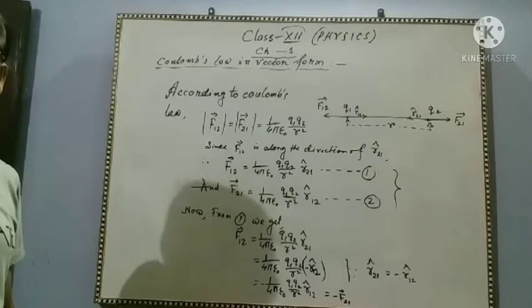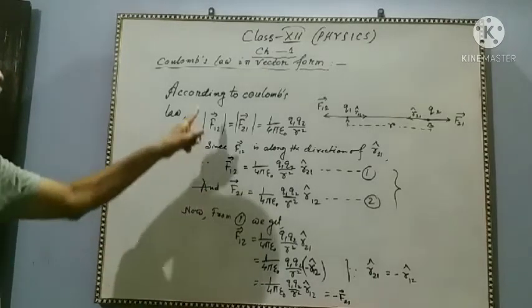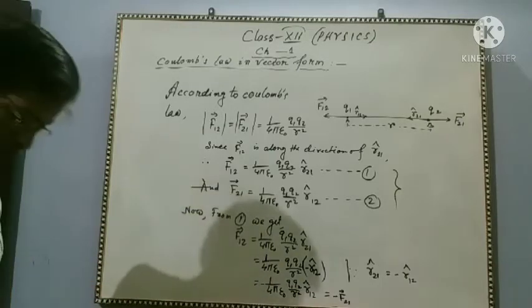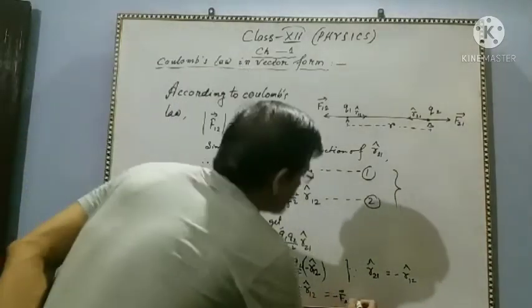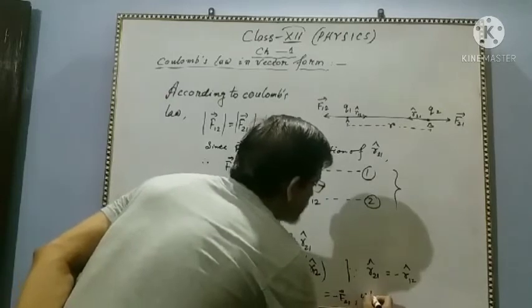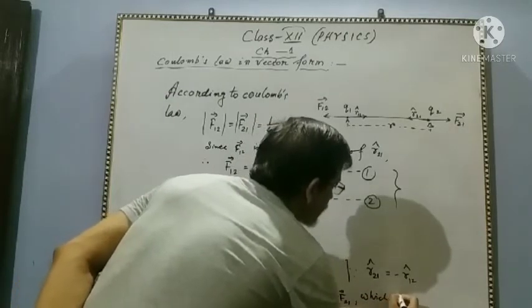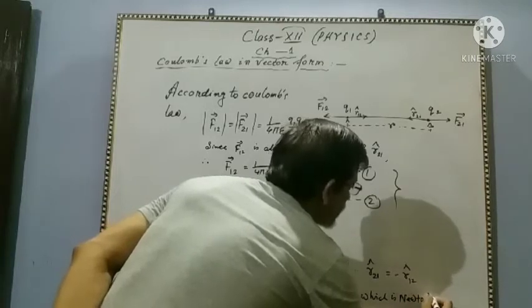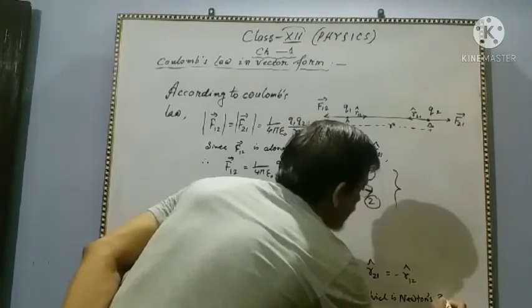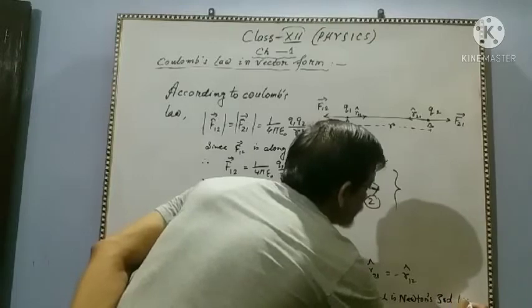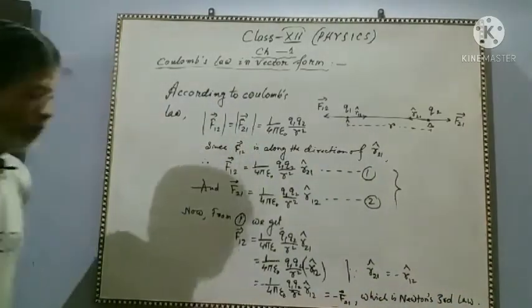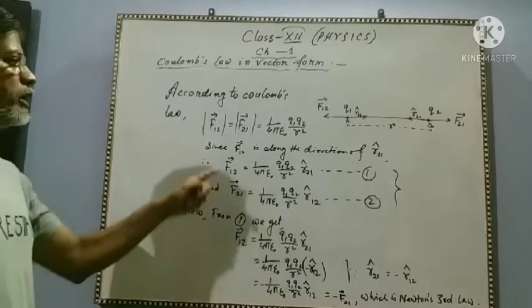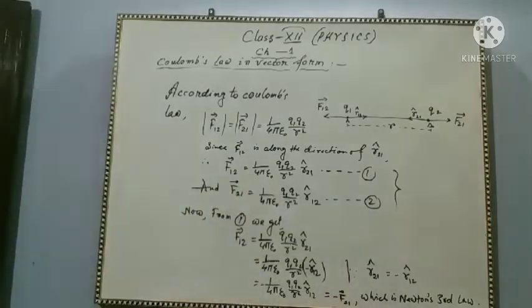Every action has equal and opposite reaction. So from Coulomb's law we derive Newton's third law of motion. So from Coulomb's law we have got Newton's third law of motion.